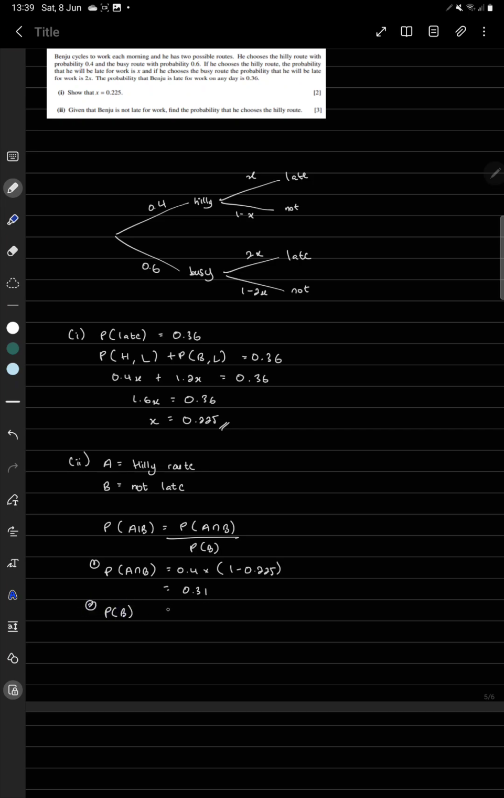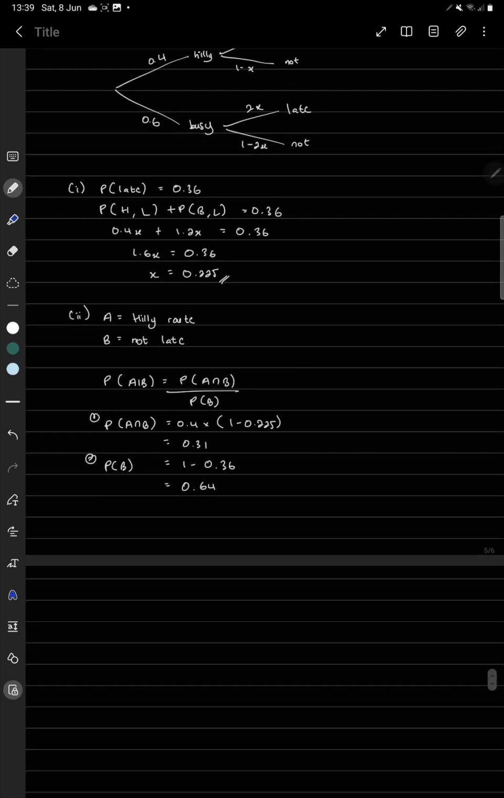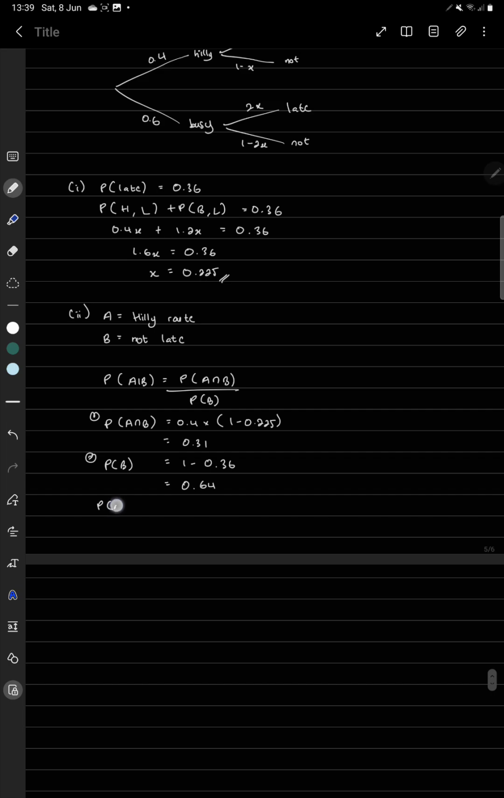Second part, the probability of B. B is not late. We already know that the probability that he is late on any day is 0.36, so if it's not late, it's just 1 minus 0.36, which is equal to 0.64. Now let's finalize this answer. The conditional probability is equal to 0.31 over 0.64, which is equal to 31 over 64.